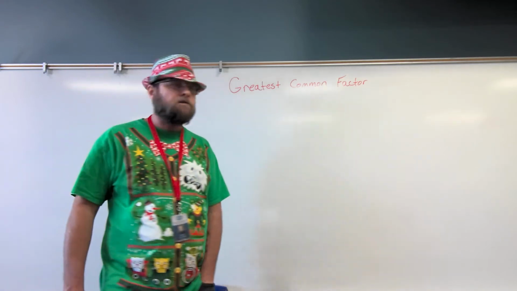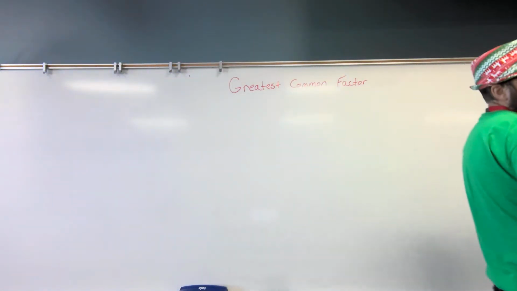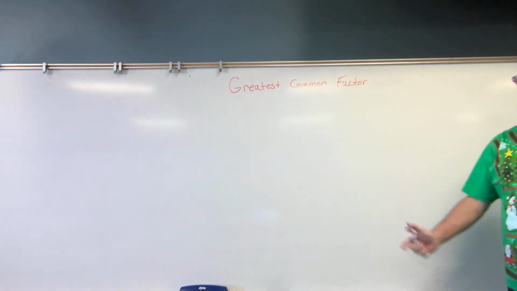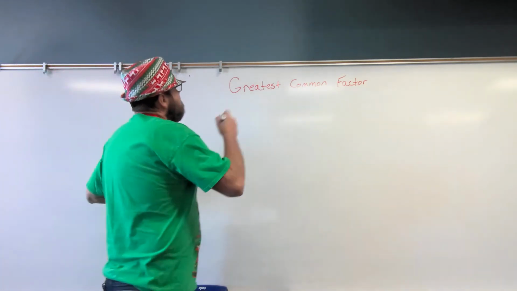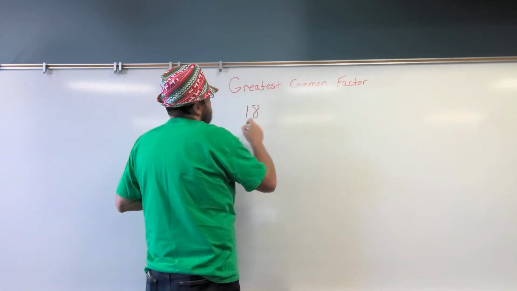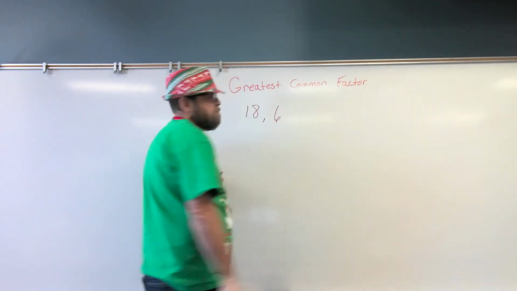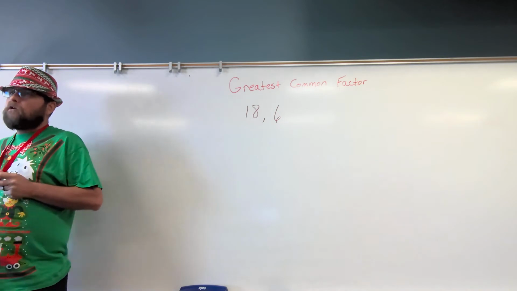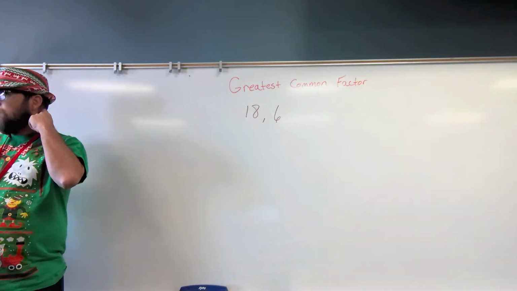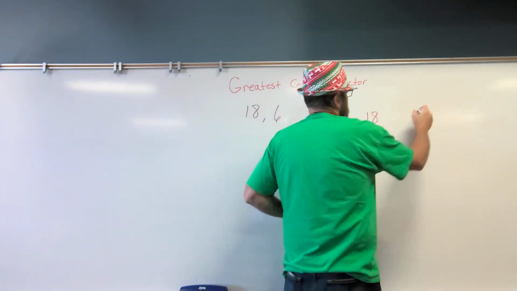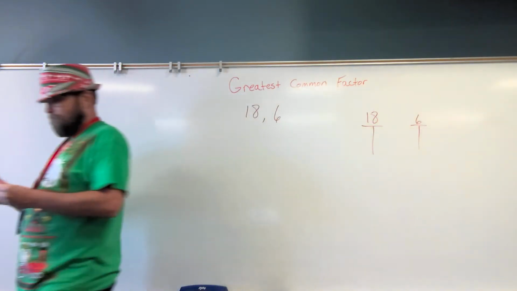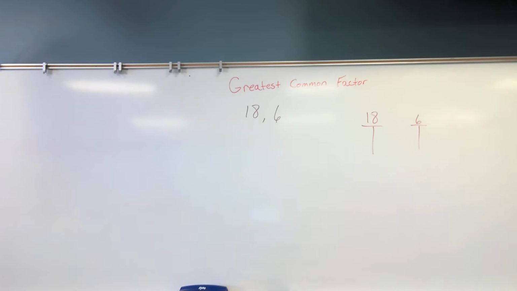We're going to start today with greatest common factor. Greatest common factor is the biggest factor that two or more numbers have in common. For example, let's take 18 and 6. We are going to find the greatest common factor of 18 and 6. We have already found factors when we worked to see if we could find prime and composite numbers.